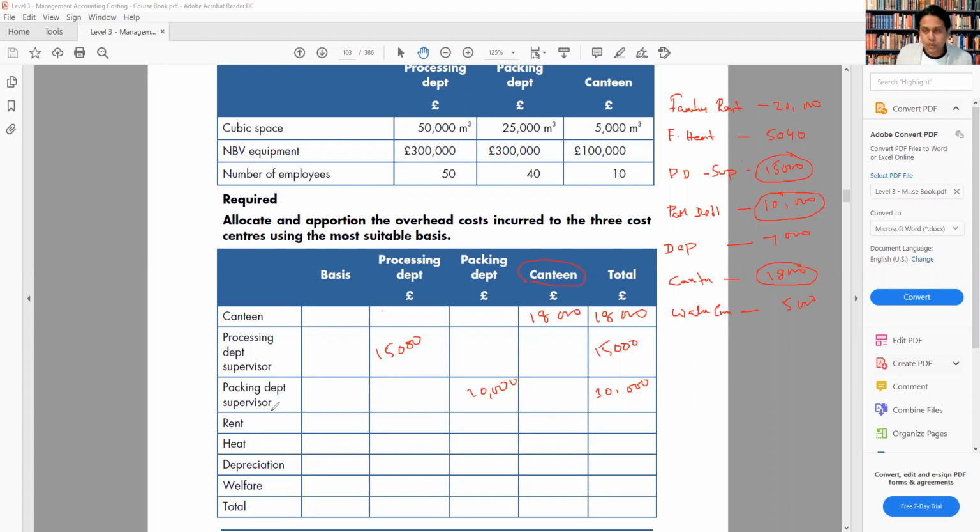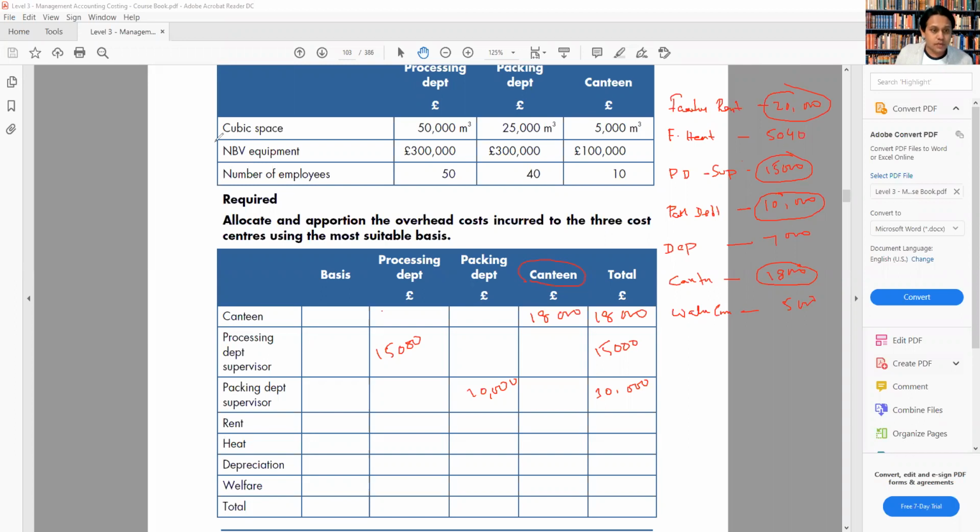Now the total rent cost, how much is it? Where is the rent? Didn't I write it here? Yeah, 20,000 at the top. 20,000 is the rent. Now we have to give the rent to all these departments: processing, packing, and canteen.